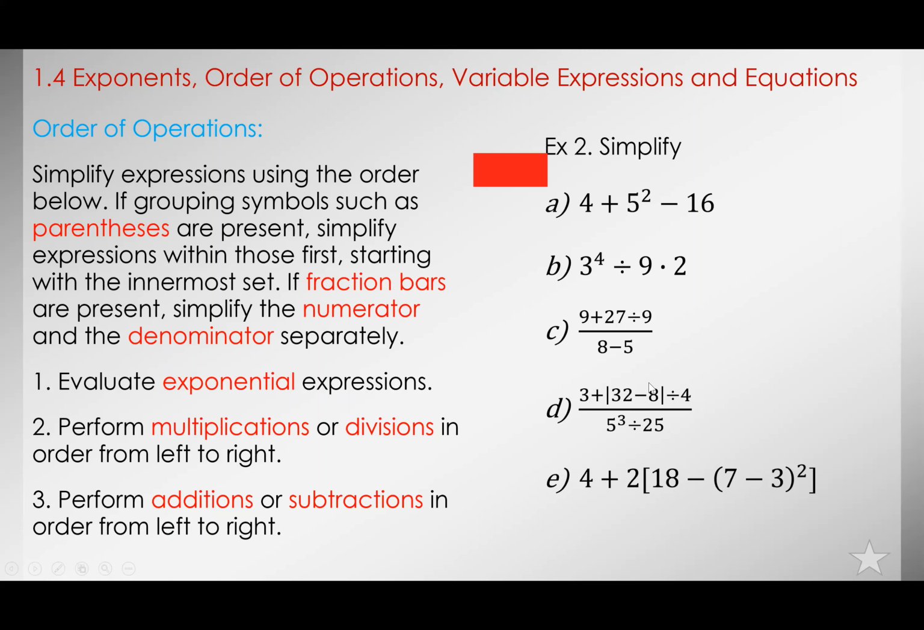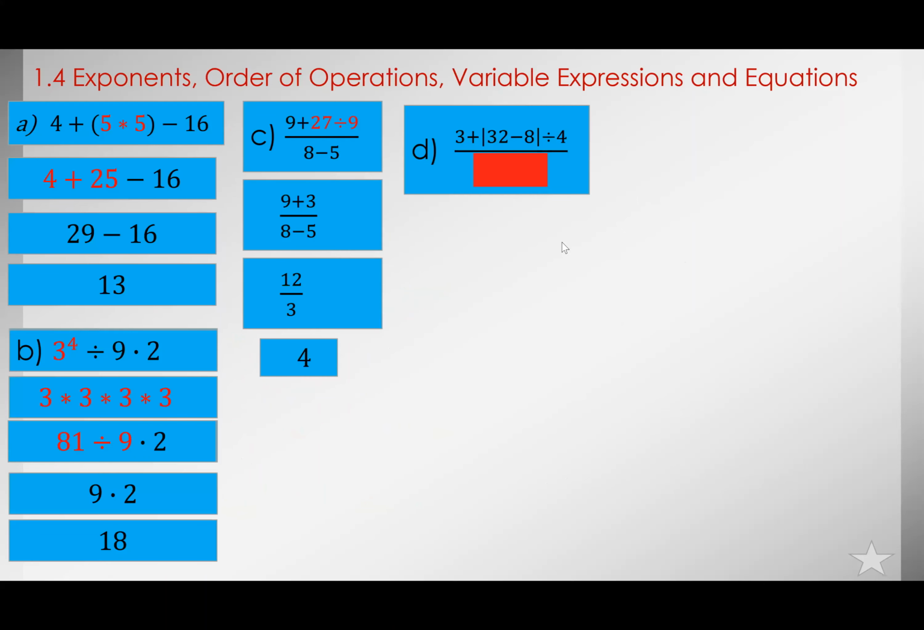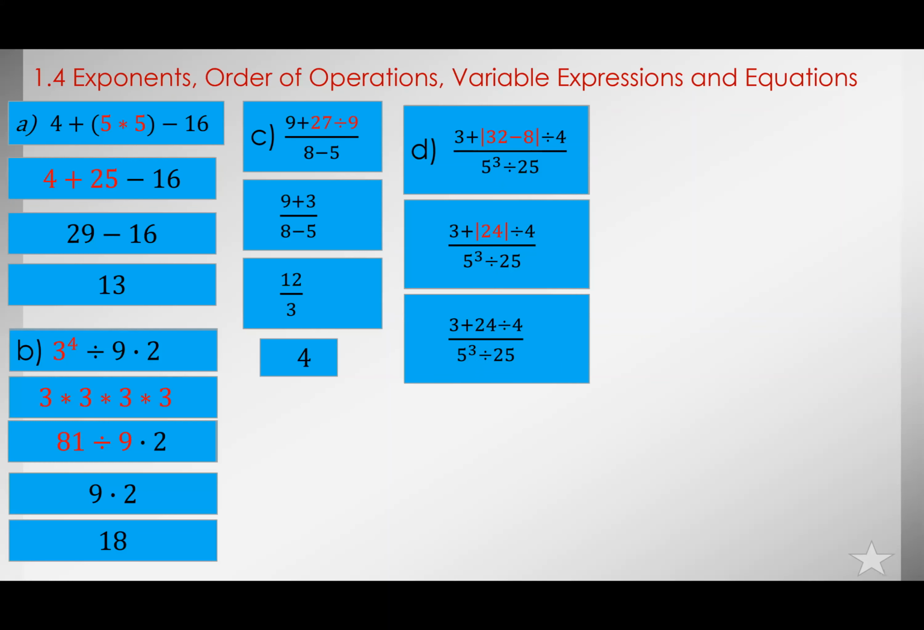Instead of parenthesis, the grouping is the absolute value. So going back to this item, we want to do any grouping first, which means we want to get rid of the absolute value. The first thing I need to do is take 32 minus 8, which should be an easy number: 32 minus 8 gives me 24. And again, I want to get rid of the absolute value. Anything that comes out of the absolute value is positive, which is again 24.